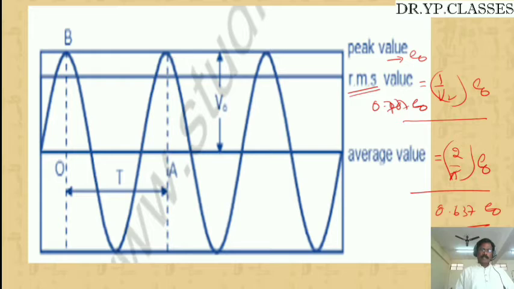This is a sinusoidal graph which shows you the alternating current or voltage. Okay, this is the peak value, and this value is the RMS value, and this is the average value. In one graph I have shown you all three varying quantities of alternating current.